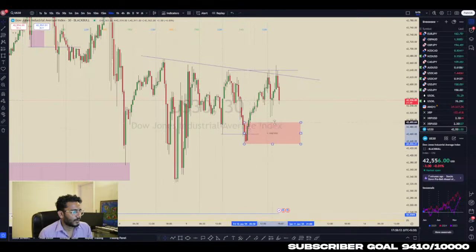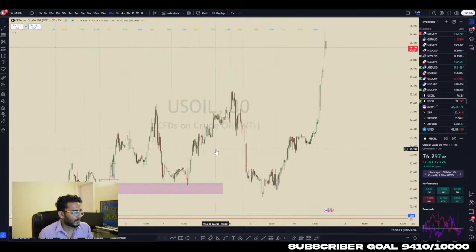I think this is mitigated already. This is the whole order block, but price has not broken this high. So it's better we skip this.